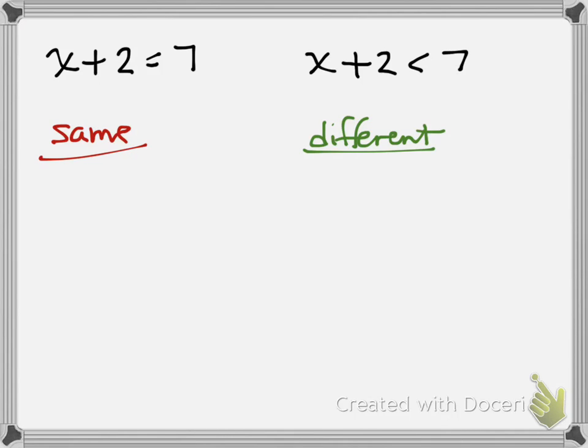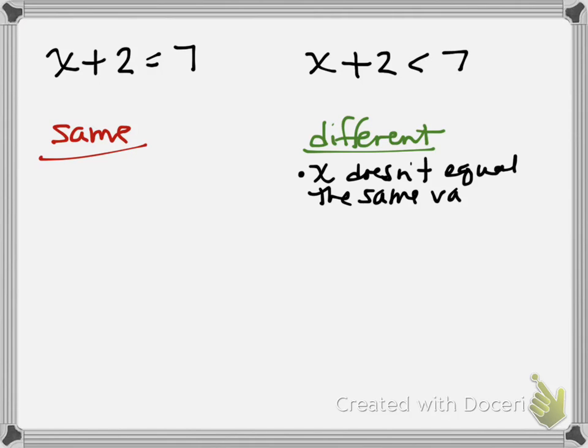Okay, what's something that's the same, Jason, or different? No, not yet. Patrick: the x doesn't equal the other x. They're the same variable, but they don't equal each other. So that's something that's different, that x doesn't equal the same value in both equations. That's kind of strange because they have all the same stuff, right? They have the same variable, the same operation, the same numbers. Why would they not have the same value? That's kind of interesting.